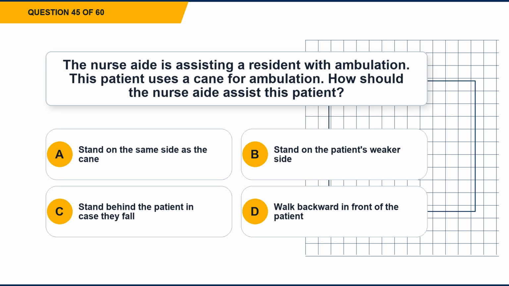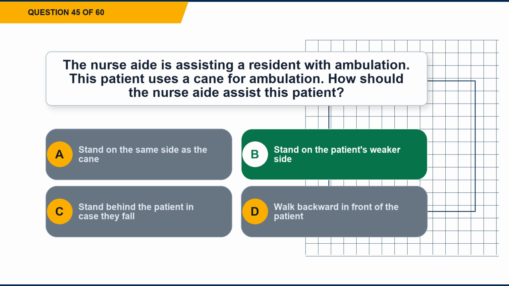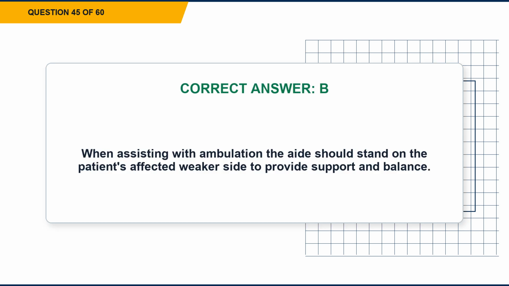Question 45. The nurse aide is assisting a resident with ambulation. This patient uses a cane for ambulation. How should the nurse aide assist this patient? Option A, stand on the same side as the cane. Option B, stand on the patient's weaker side. Option C, stand behind the patient in case they fall. Option D, walk backward in front of the patient. The correct answer is option B, stand on the patient's weaker side. Explanation. When assisting with ambulation, the aide should stand on the patient's affected weaker side to provide support and balance.